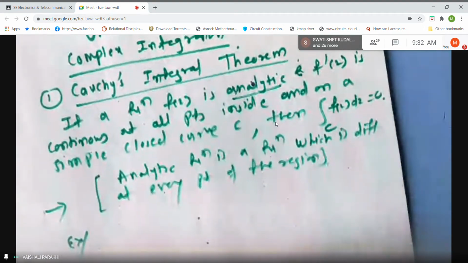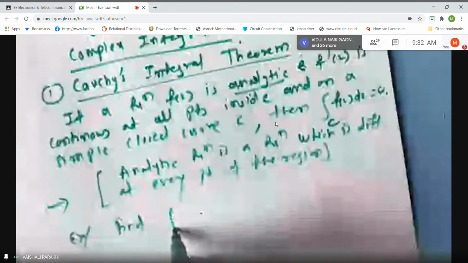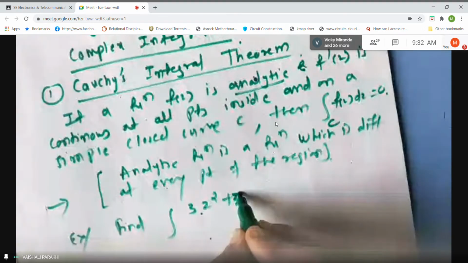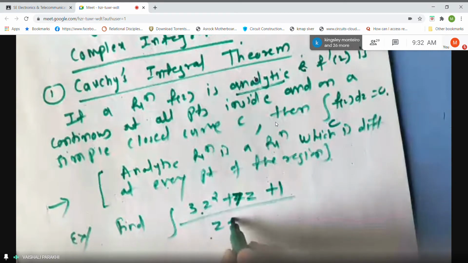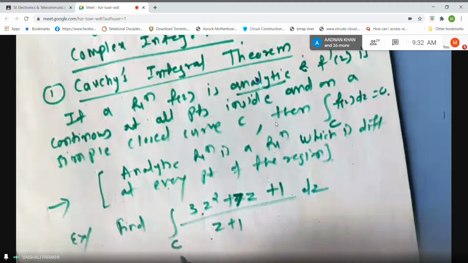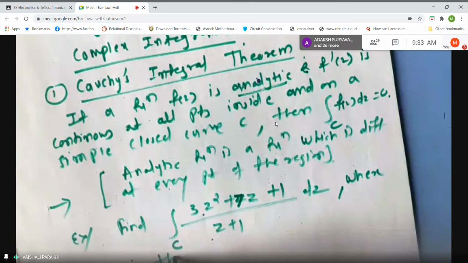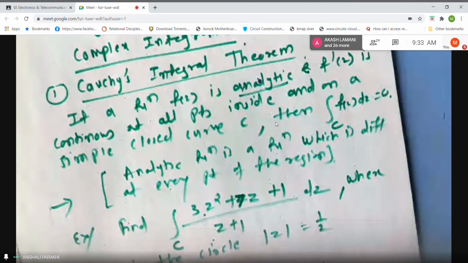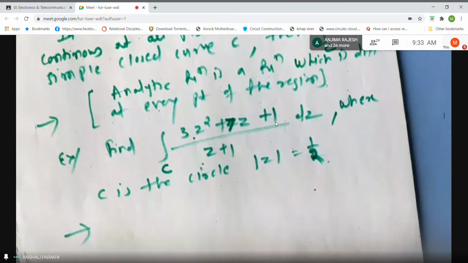Now, for example, find the integral of 3z square plus 7z plus 1 divided by z plus 1, dz over the curve C, where C is the circle mod of z is equal to half. I'll write 2 like this, students, so that there will not be confusion between z and 2.